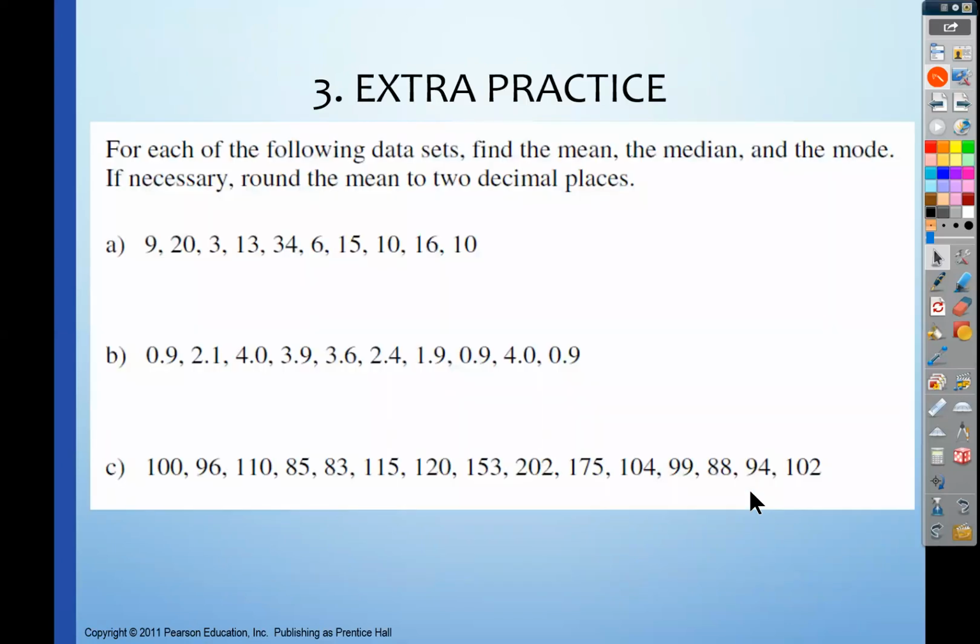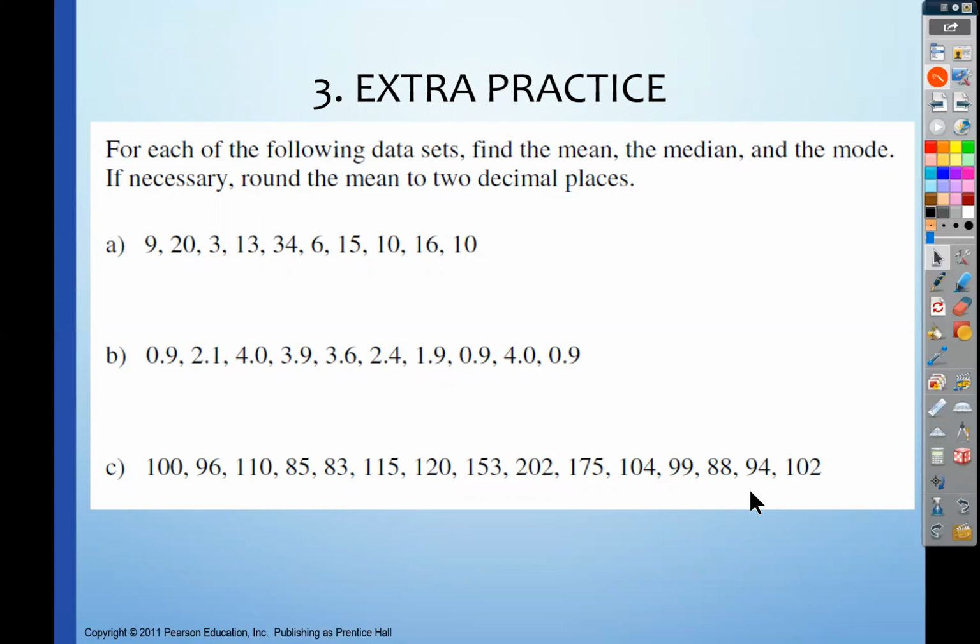All right, here's some extra practice. For the following data sets, find the mean, the median, and the mode. If necessary, round the mean to 2 decimal places. So again, let's just go over this one more time. The mean is the average. So you add them all up and divide by how many numbers there are.